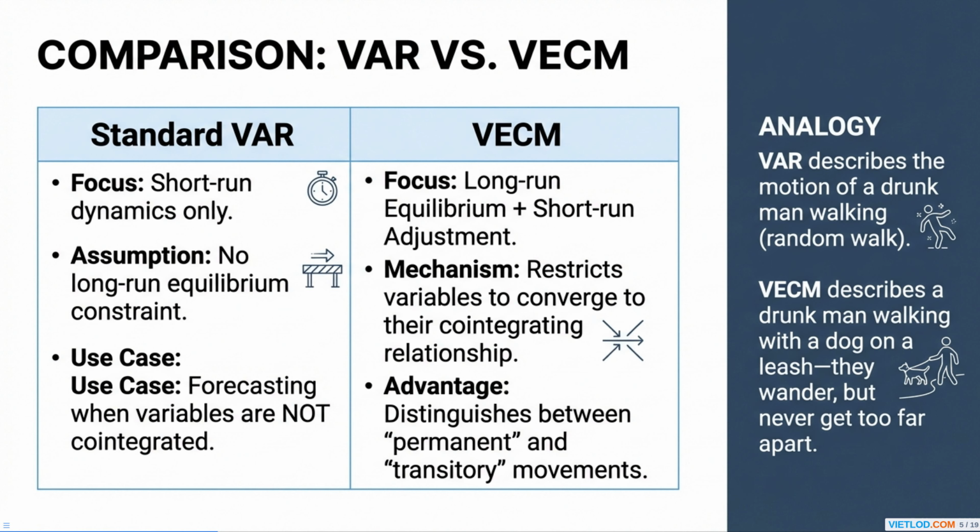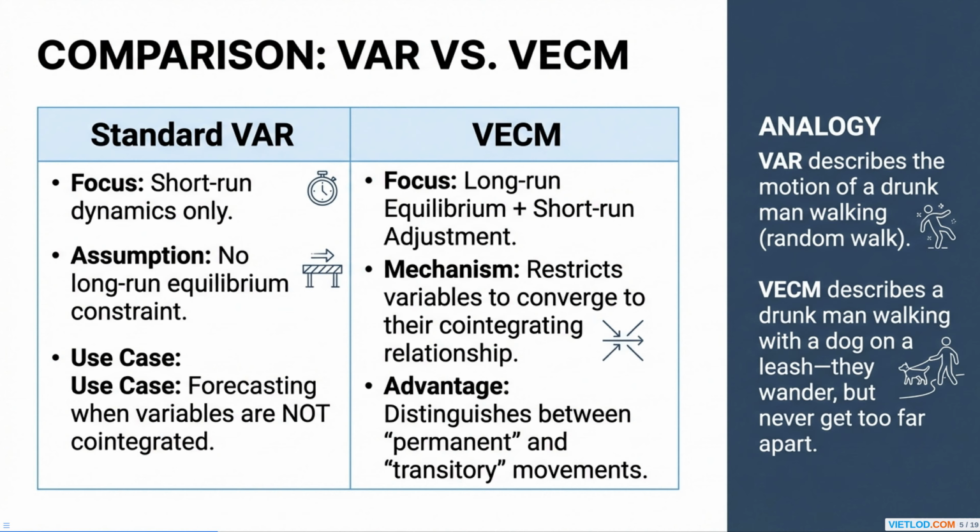A VECM, on the other hand, is more sophisticated. It models both the long-run equilibrium and the short-run adjustment towards that equilibrium. The model explicitly restricts variables to converge to their shared long-run relationship. The key advantage of a VECM is its ability to distinguish between permanent shocks, which affect the long-run trend, and transitory shocks, which cause temporary deviations from it.